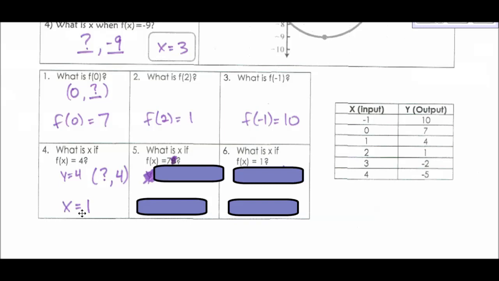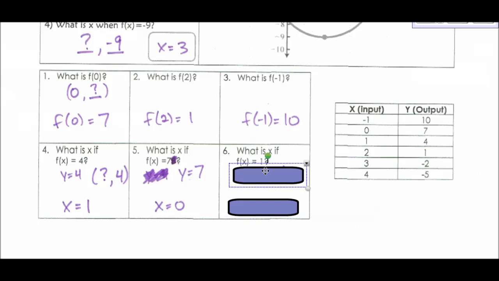This one's a little bit messy, but it's saying the same thing. F of x is 7. What's the x value? So y equals 7. The x value is 0. It's the exact opposite question as number 1. And what is x when f of x is 1? So the y value here is 1. What is the x value? That's just 2.